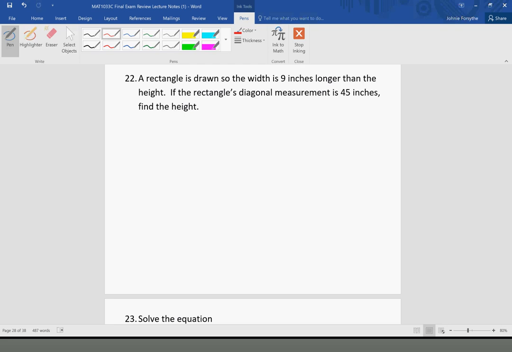A rectangle is drawn, so the width is 6 inches longer than the height. So let me just draw that.